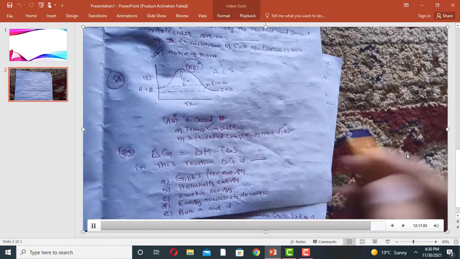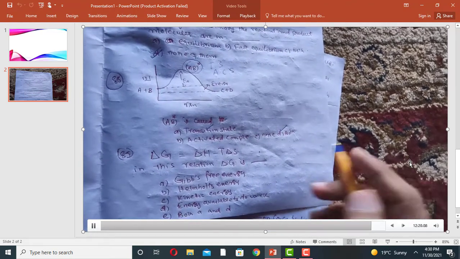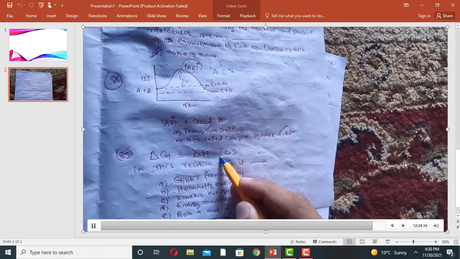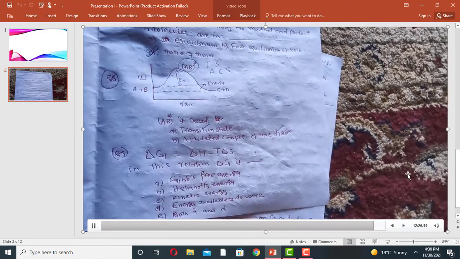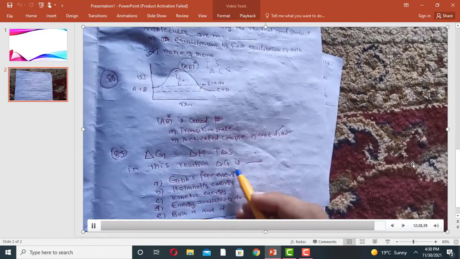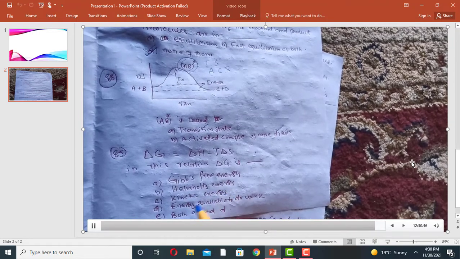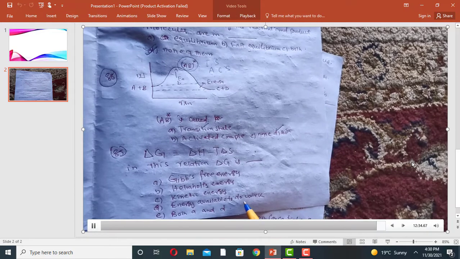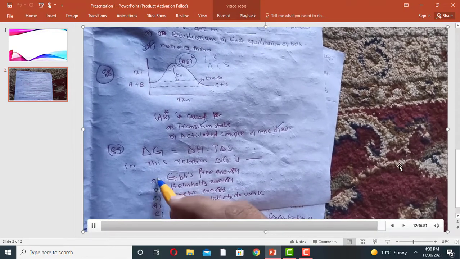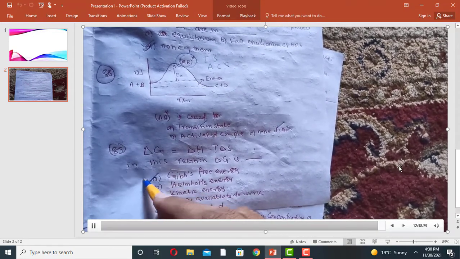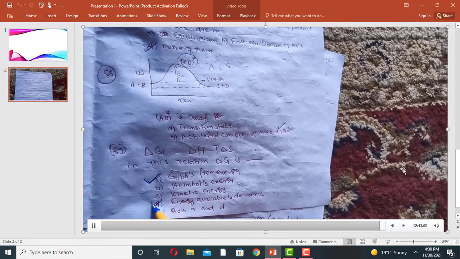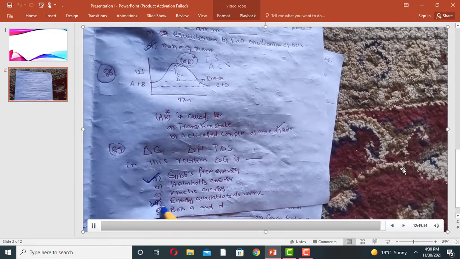Delta G is equal to delta H minus T delta S. H is the enthalpy change, S is the entropy change, and T is the absolute temperature. What is this delta G in this relation? Gibbs free energy, Helmholtz energy, kinetic energy, energy equivalent to work, or energy available to do work, both A and D. So this is the Gibbs energy, and Gibbs energy is nothing but the energy available to do some useful work. So both A and D are the correct option.